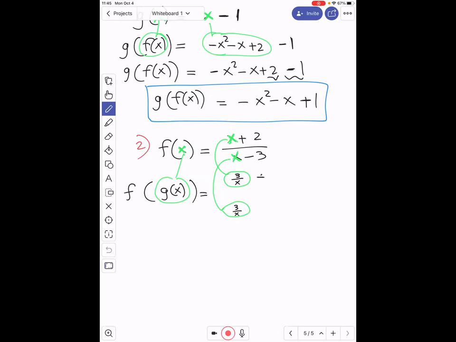All right, so in the top we have plus 2, and then the whole thing divided by g of x minus 3. Okay, again, g of x is the 3 over x. All right, so let me write it down.